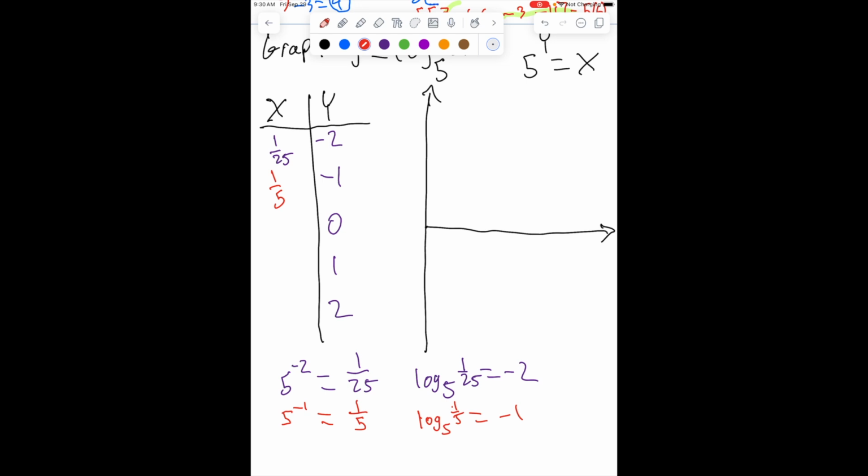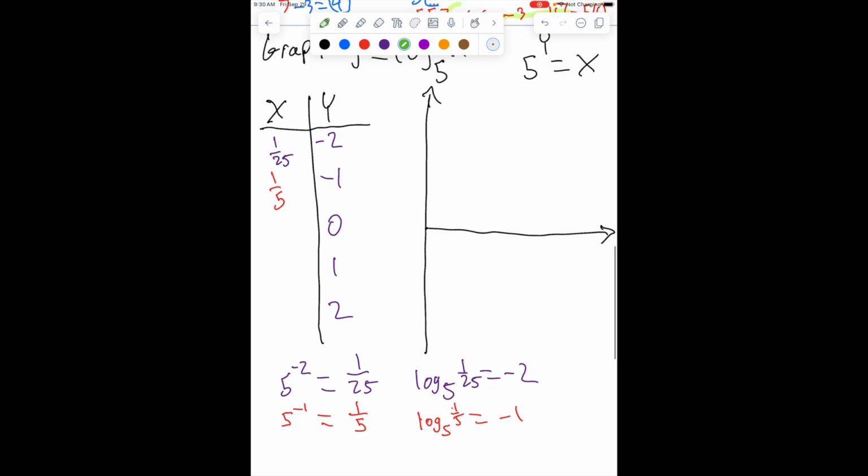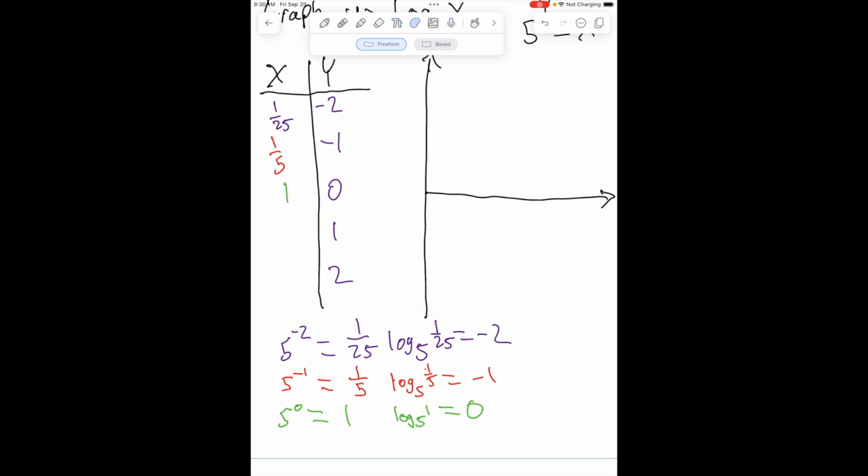All right, continuing on, we're going to plug in y to the 0 power. So again, 5 to the 0. Well, we know that anything to the 0 power is 1. So if I were to write that, that would be like saying log base 5 of 1 equals 0. We're just going to move our work over a little bit and jump right here.